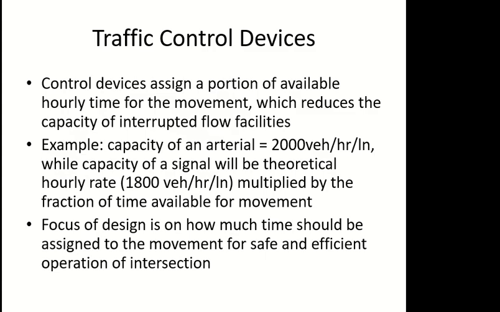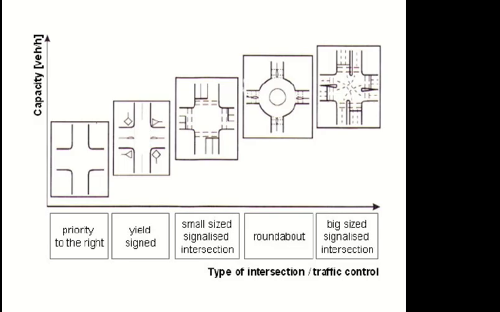So a traffic control device will eventually reduce the time available for a movement, but it becomes important and necessary for safety, first and foremost for safety, and the second one is efficiency. So the vehicles do not get stuck or block the intersection. That's why you have the yellow box as well, right? The yellow box which we use at the intersection is there so that people don't block the intersection.